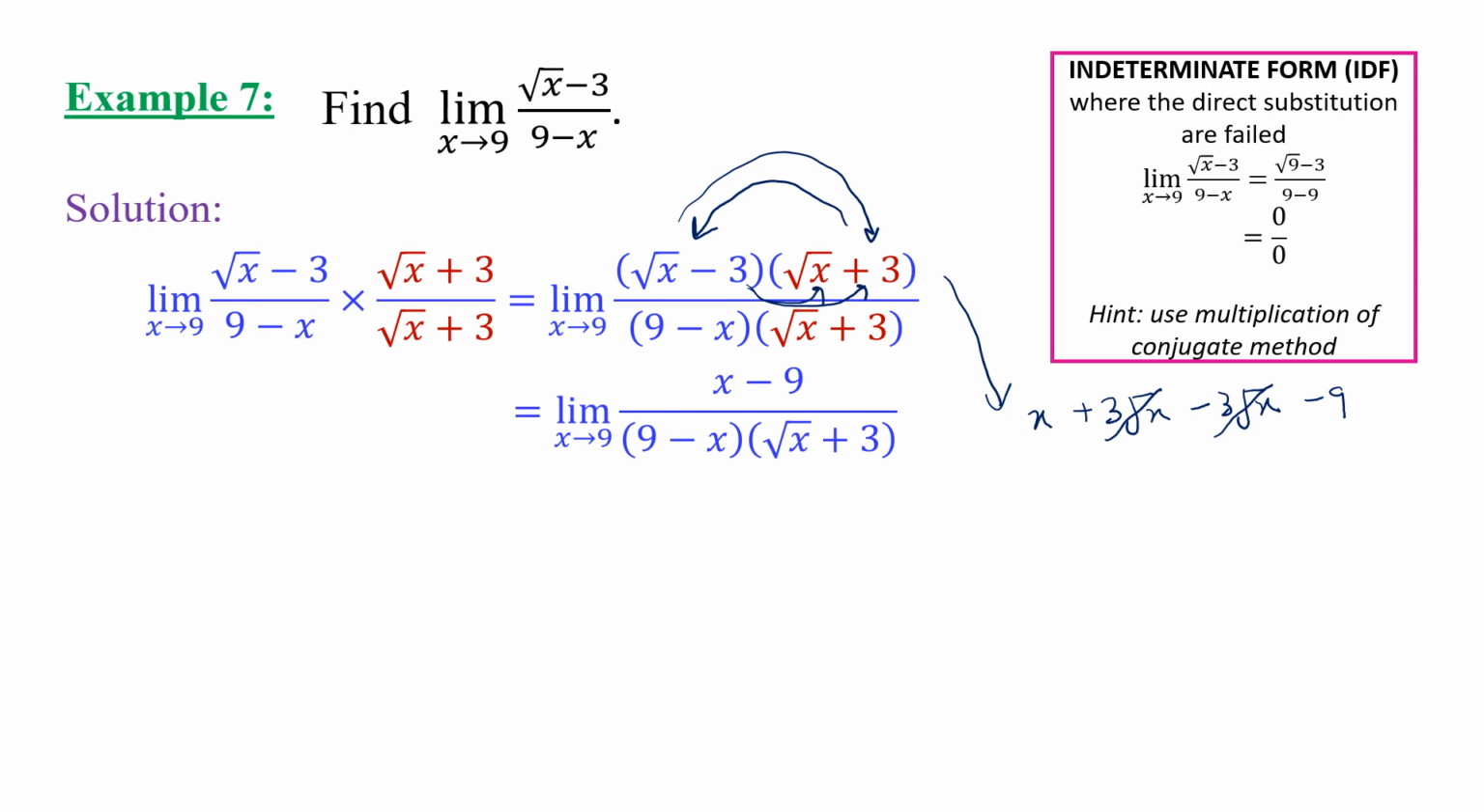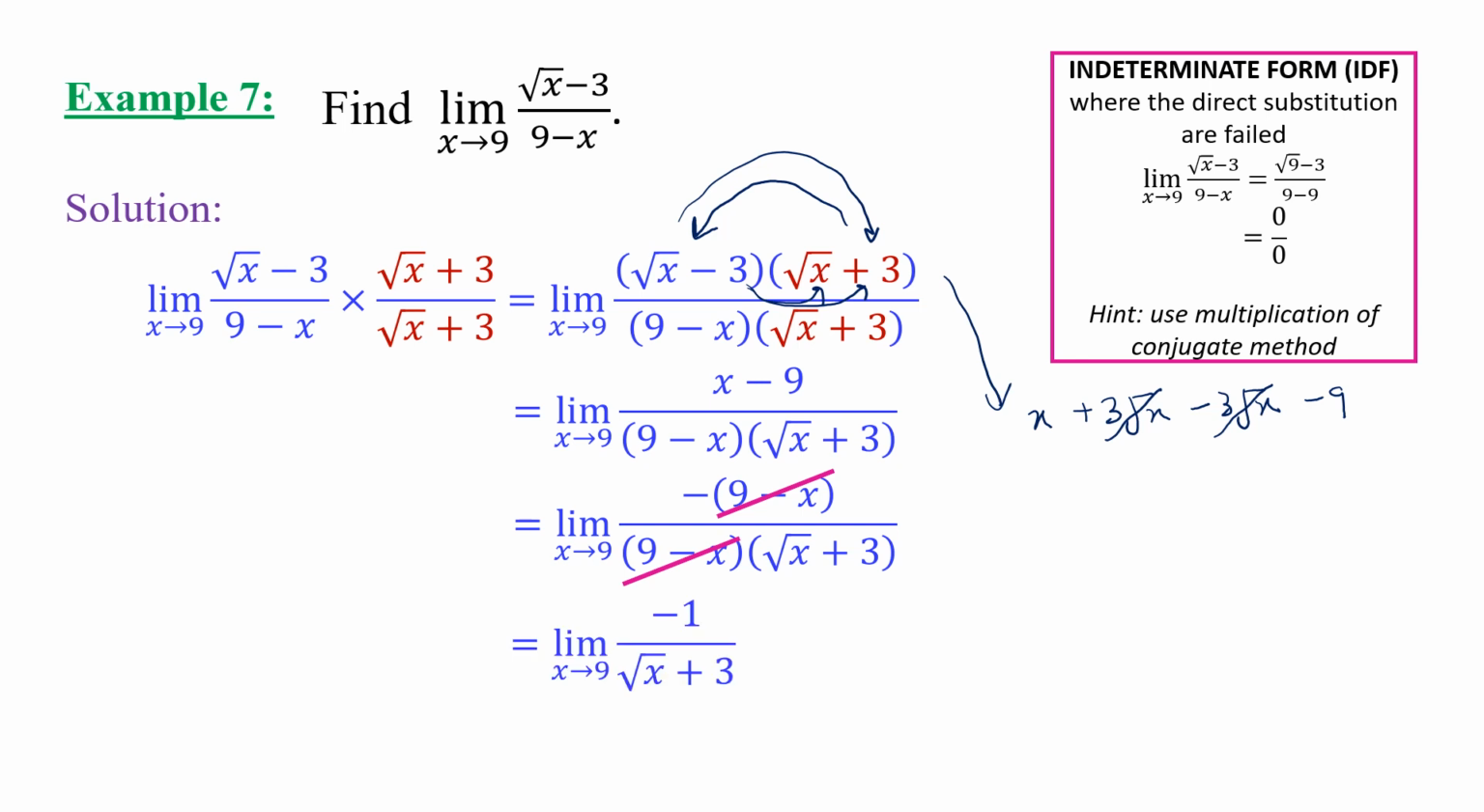But what we have here is, at the numerator, x minus 9 and at the denominator, 9 minus x. Therefore, we need to factor out the negative at the numerator. Then, we got 9 minus x, and we can cancel out 9 minus x. Then we evaluate the limit by substituting x equal to 9. And finally, we get negative 1 over 6. Therefore, when x approaches 9, the function approaches negative 1 over 6.